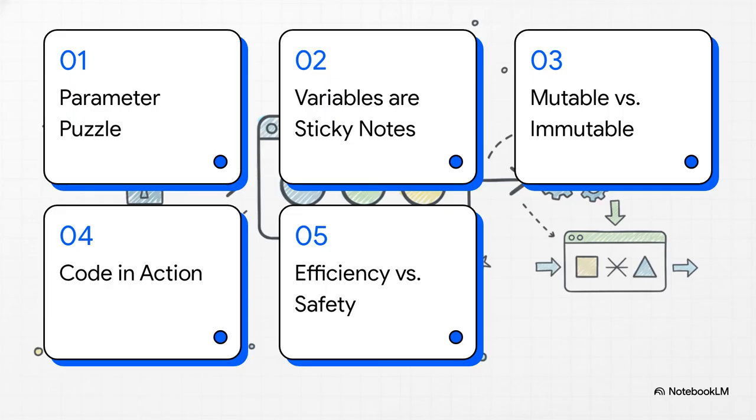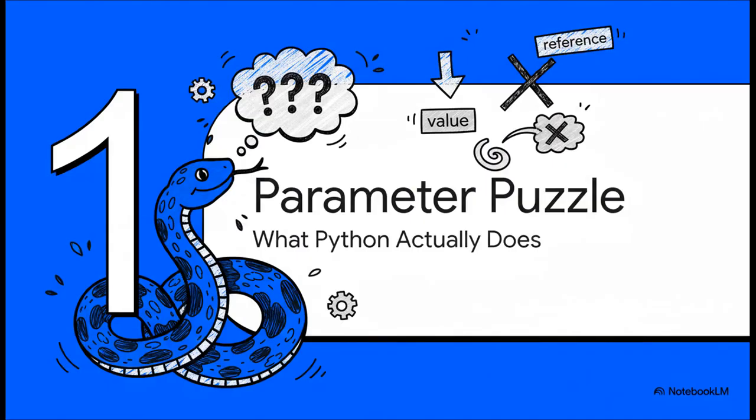So here's our game plan. We'll start by defining Python's unique approach. Then we'll introduce this super helpful mental model. Think sticky notes. After that, we'll dig into the huge difference between mutable and immutable objects, see it all play out with real code, and then wrap up by talking about what it all means for performance versus keeping your data safe. All right, let's dive right in.